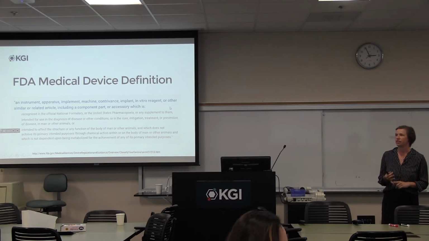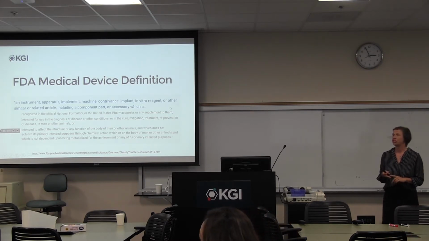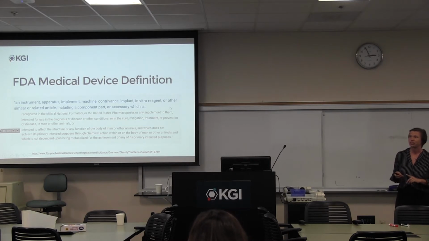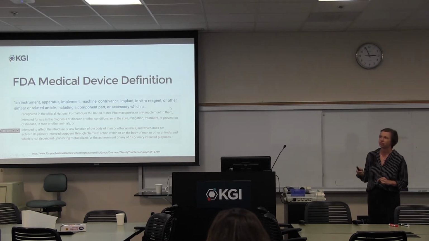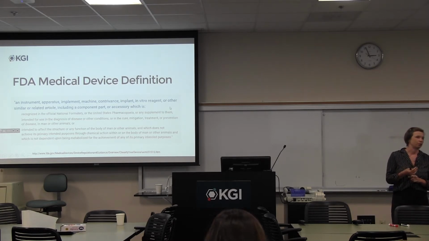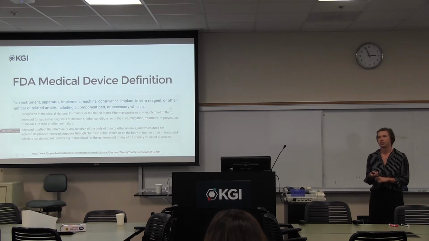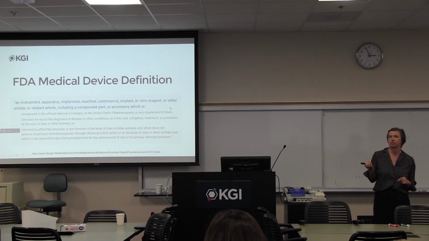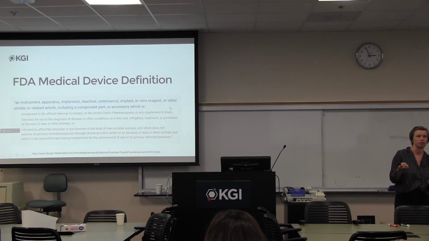So the FDA says an instrument, apparatus, implement, machine, contrivance, implant, in vitro reagent, or some similar related article, including a component part or accessory. So it's like every word you can think of. It is recognized by the formulary. So if the FDA says it's a medical device, it's a medical device. It's intended for use in the diagnosis of disease or condition, or to cure, mitigate, or treat, in man or animals, so veterinary stuff is also included, but we don't cover that here at KGI.